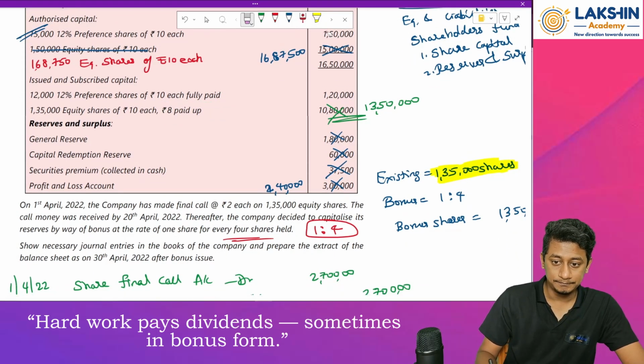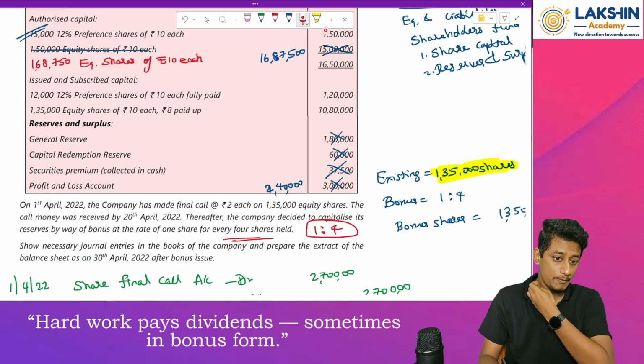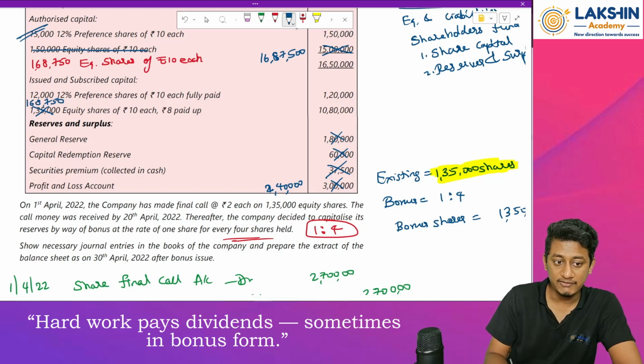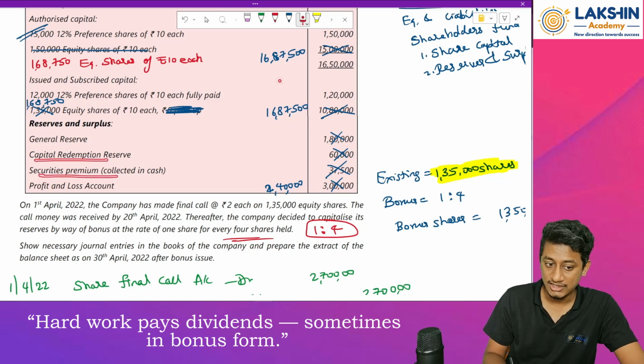Then after this, coming to this part. Now what has happened over here? See, this is remaining the same. There is no change in the preference share capital, so do not touch it. But whereas my equity shares, what has happened over here? Equity shares has changed to again 1,68,750. Yes, fully paid up rupees 10 each. So what is the total capital value then? 16,87,500. Now coming to my reserves, general reserve is 0. CRR becomes 0, securities premium is also 0, but whereas my profit and loss only 2,40,000 remains.